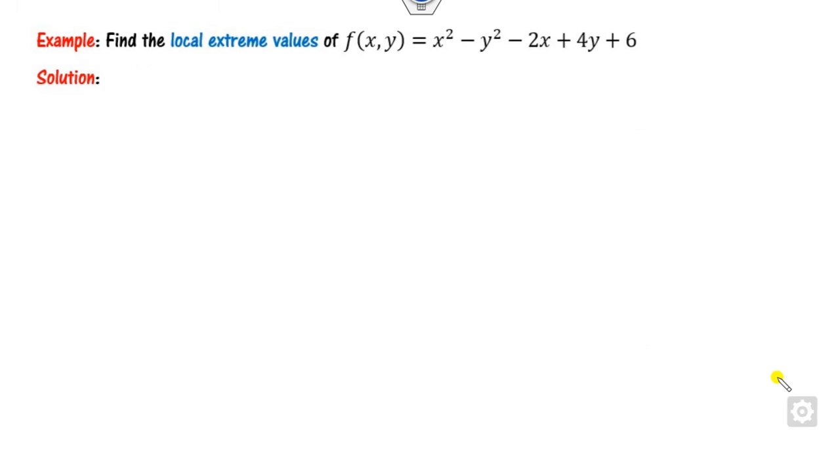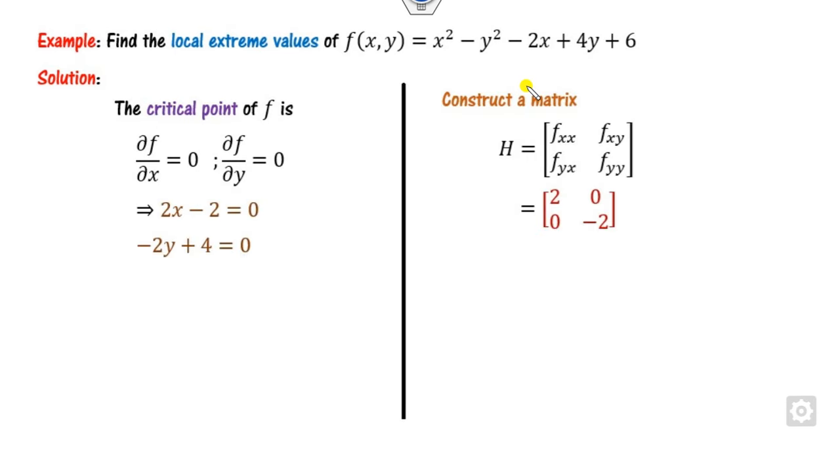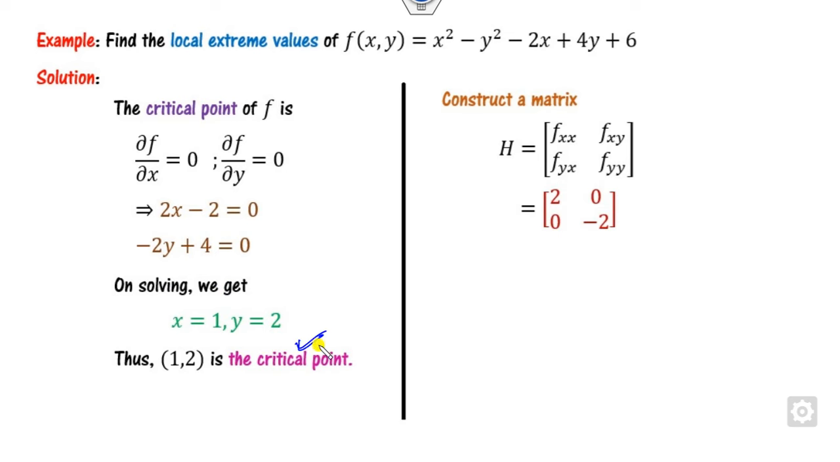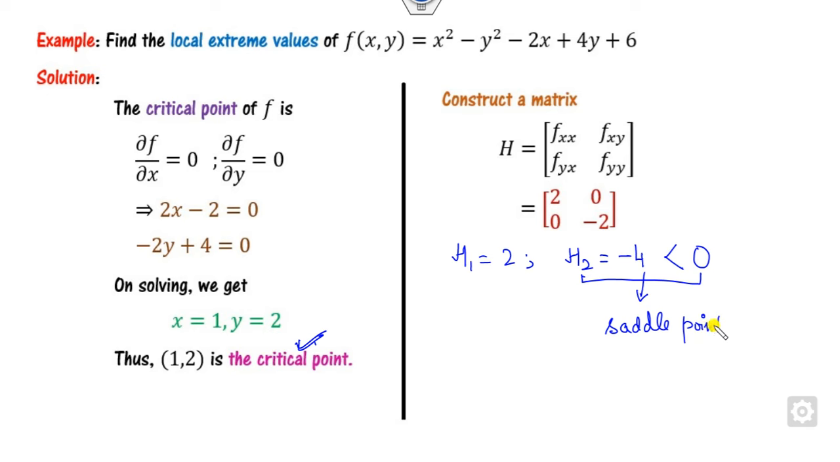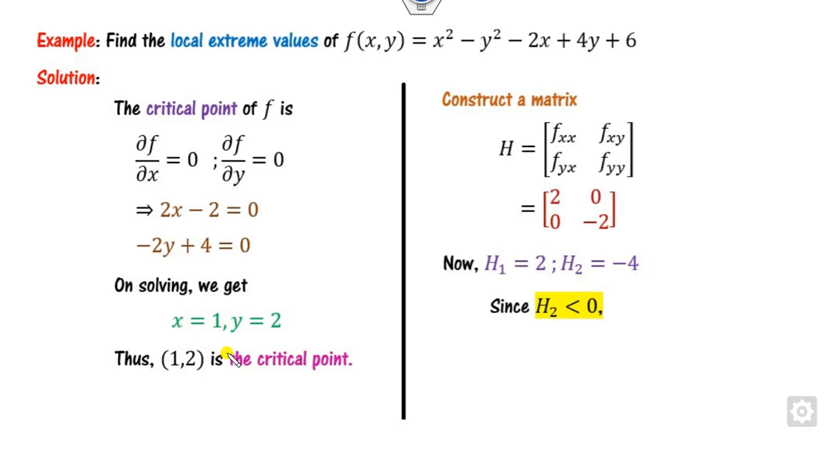Okay, look at the next example. So again we can start from here. You can see the critical points. Clearly x is 1, y is equal to 2. So 1, 2 is the critical point, and once you substitute here, what is that? h1 is 2. What is the value of h2? It is minus 4. So this value is less than 0. When h2 is less than 0, what is the meaning of that? It is a saddle point. So therefore 1, 2 is the saddle point of this function.